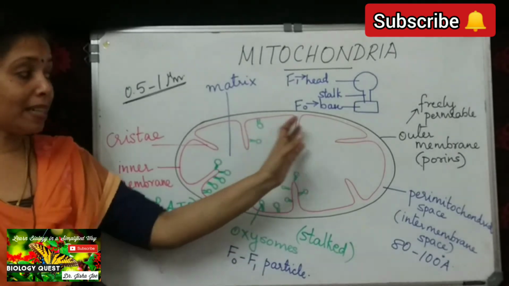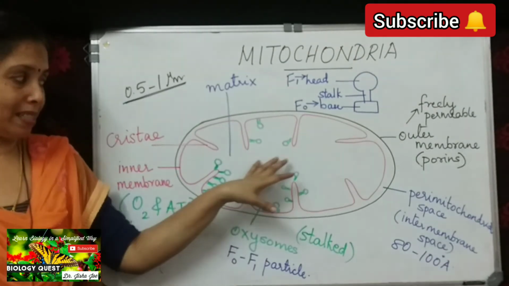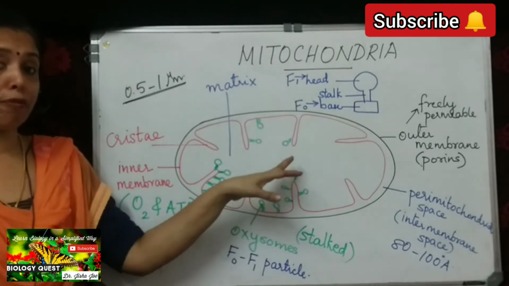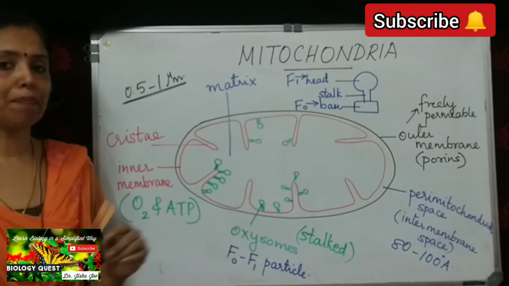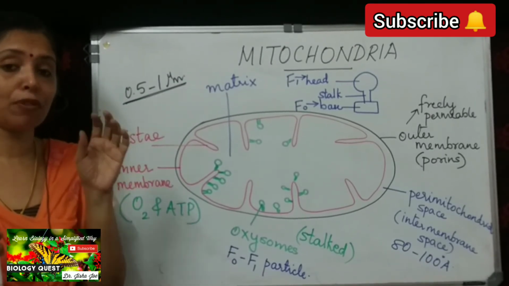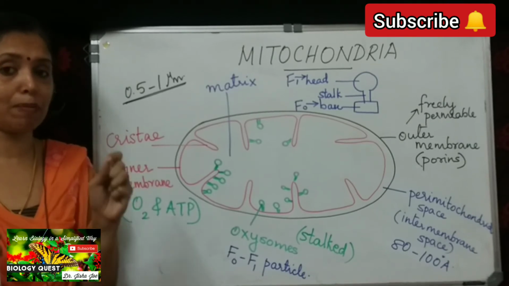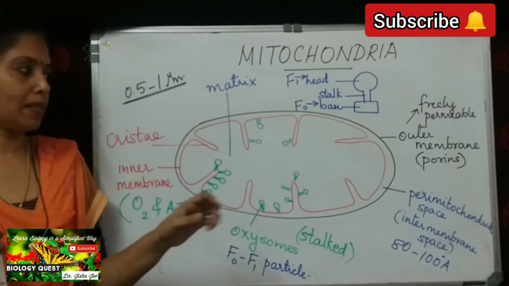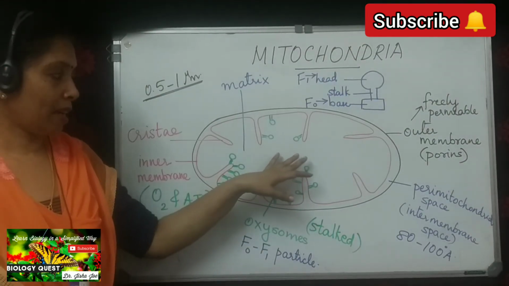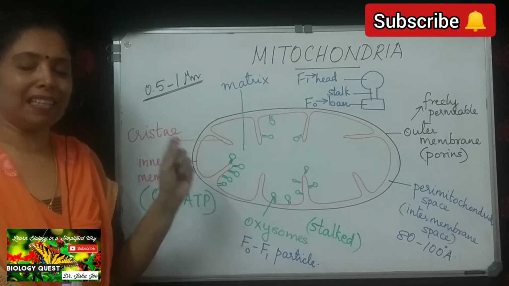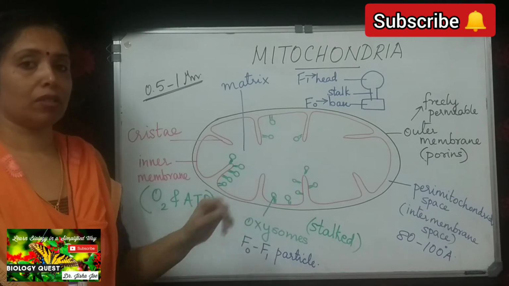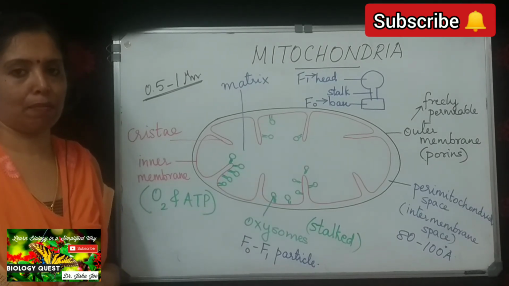Now the inner membrane encloses a space inside, that is the space which we see here. This space is filled with a fluid and it is called the matrix. All the enzymes necessary for respiration, especially the respiratory enzymes for the Krebs cycle, are present in the mitochondrial matrix. The mitochondrial matrix also contains DNA and ribosomes. Ribosomes present in the mitochondrial matrix are the 70S ribosomes.